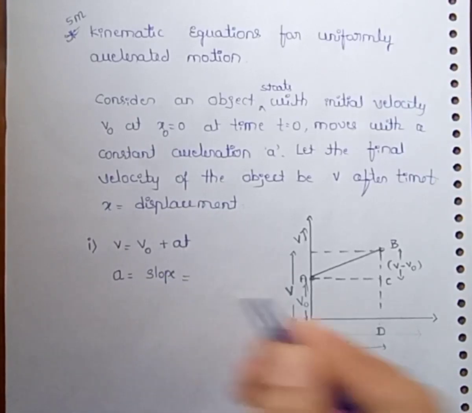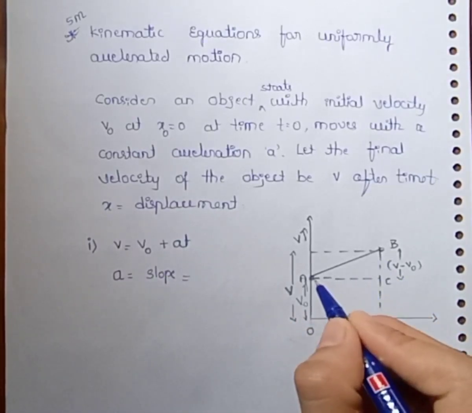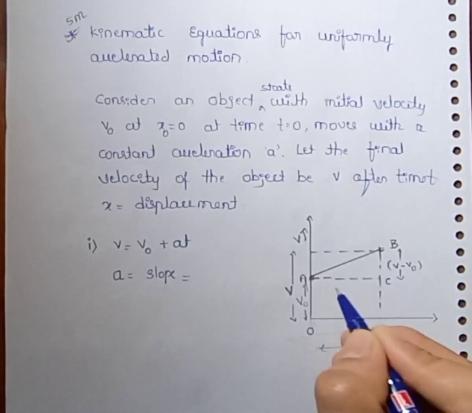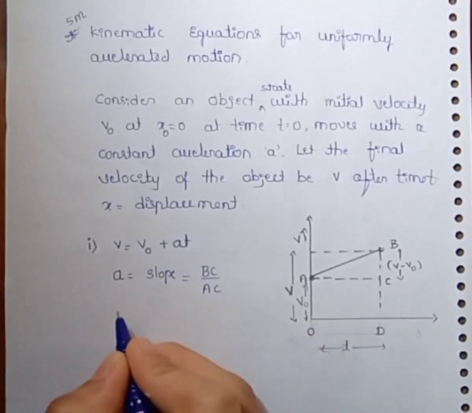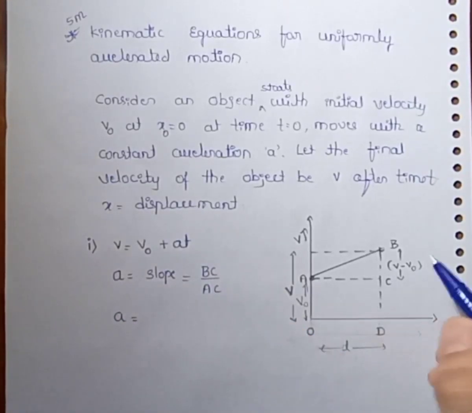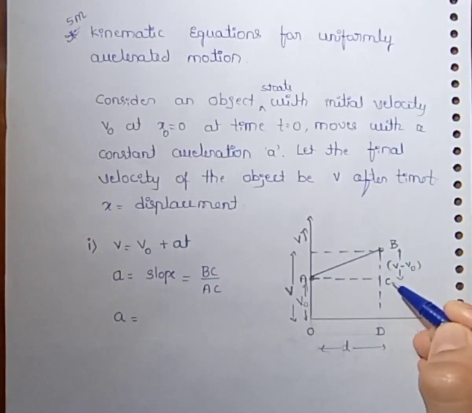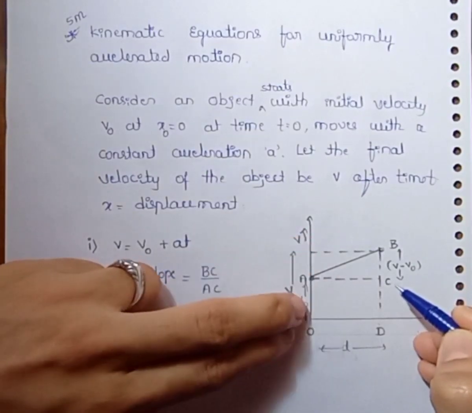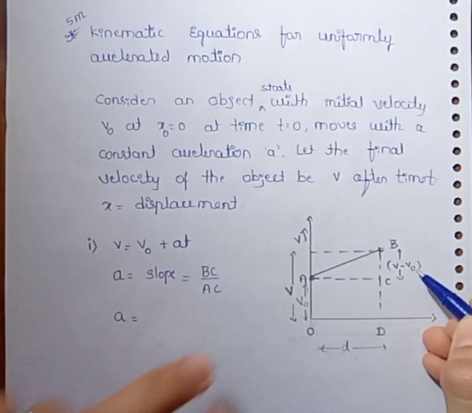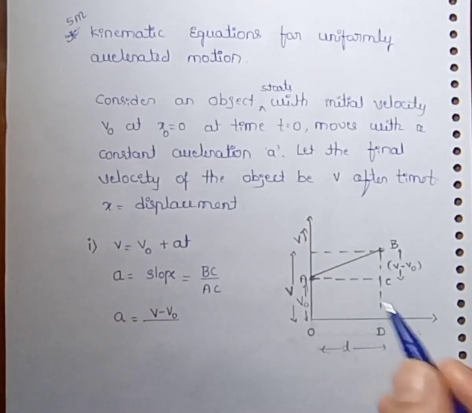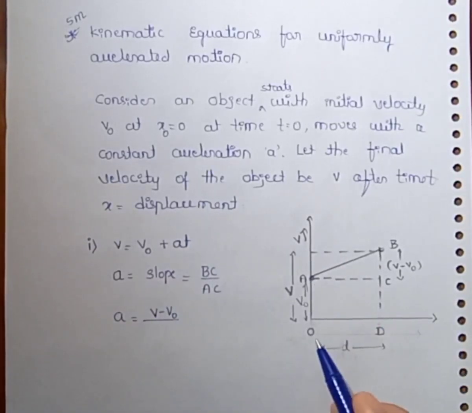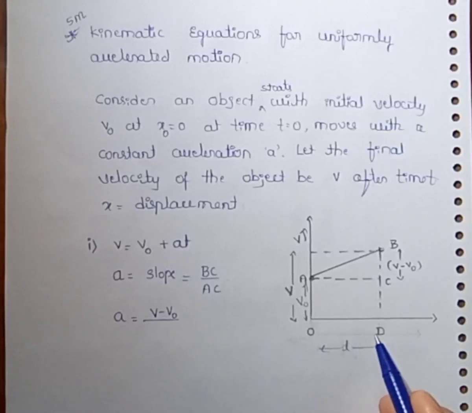Slope is equal to, just by seeing this triangle, slope is equal to BC by AC. BC by AC. Therefore, acceleration is equal to, value of BC is equal to final velocity minus initial velocity. That one is V minus V0. V minus V0 divided by AC, which is equal to the value of OD. OD equal to T.